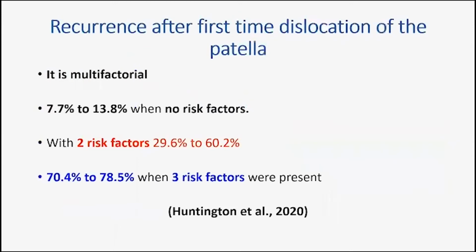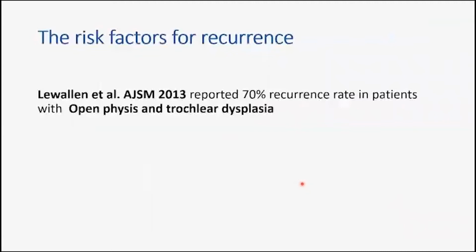Recurrence after first-time dislocation, according to many authors, is related to the number of risk factors the patient had. So it increases from 7% to nearly 80% with increasing risk factors. Lewallen, in the American Journal of Sports Medicine in 2013, reported a 70% recurrence in skeletally immature patients with trochlear dysplasia. So we have to identify the risk factors, because the recurrence will depend on their presence.